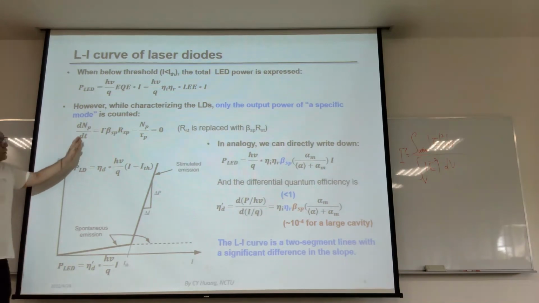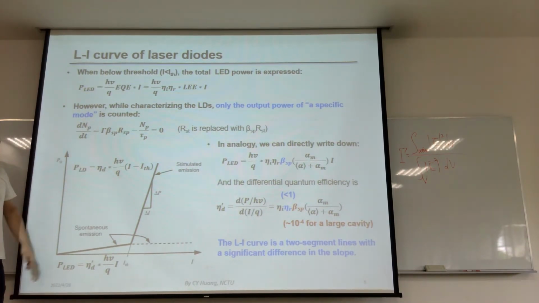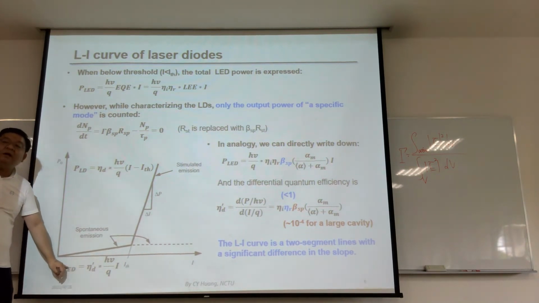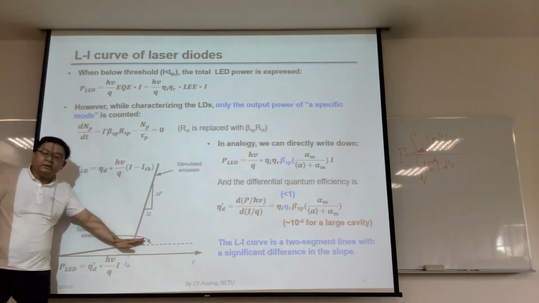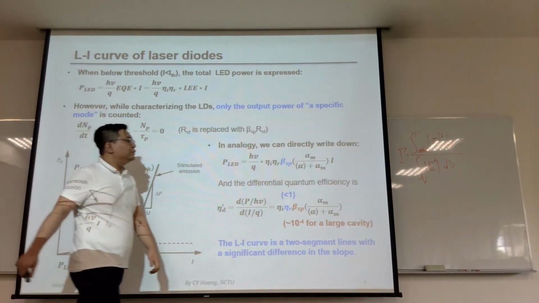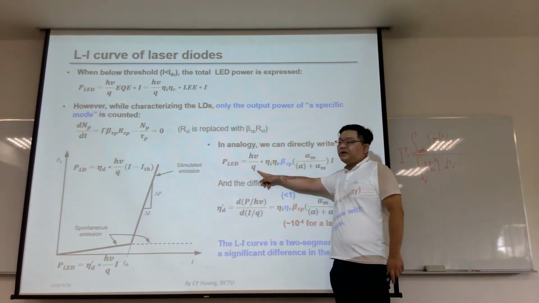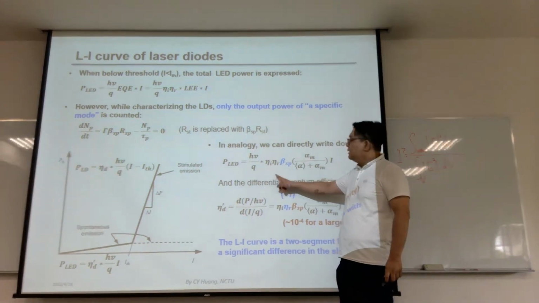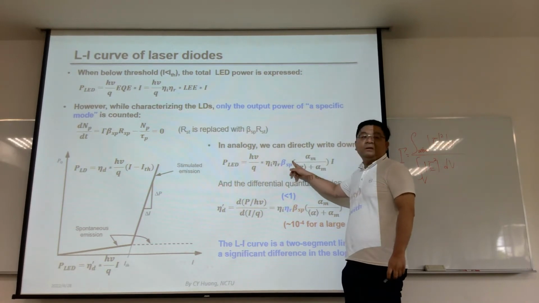So we can repeat the whole procedure again and derive the LED part, the part before threshold, which also has a slope. Its slope should be h mu over Q, times zeta I, the injection efficiency, the radiative efficiency, and the beta SP. Why?